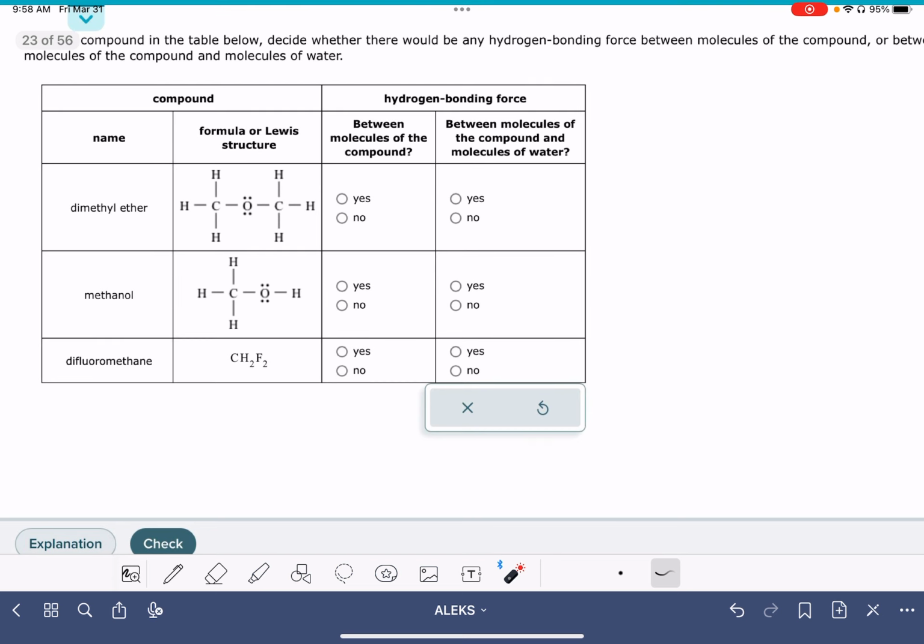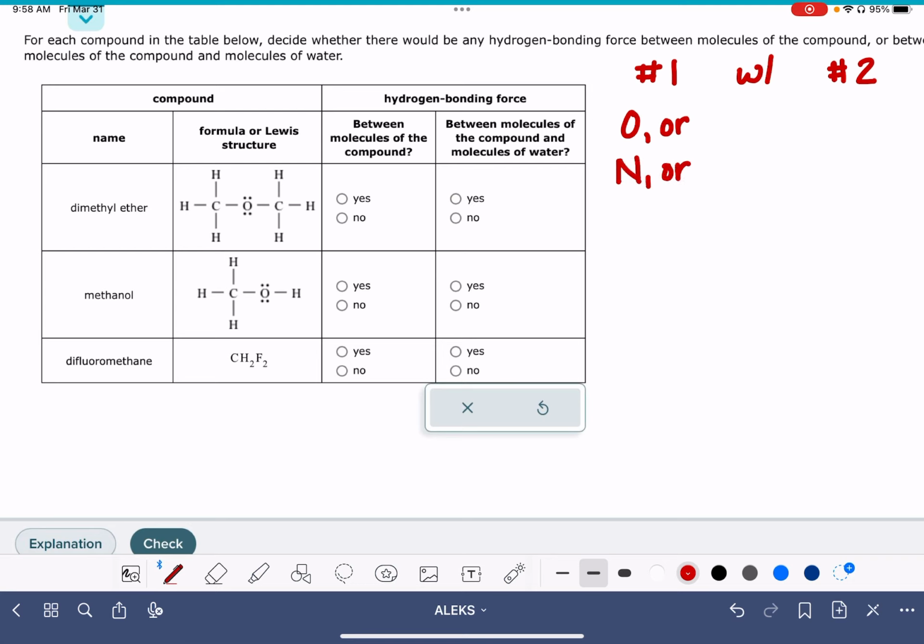Now, before we start working on these, let's take a look at the criteria necessary for hydrogen bonding. In order to hydrogen bond, we need to have two molecules. I'm just going to call them molecule number 1 and molecule number 2. Molecule number 1 needs to have either an oxygen atom, a nitrogen atom, or a fluorine atom. Molecule number 2 needs to have a hydrogen bonded to an oxygen, or a hydrogen bonded to a nitrogen, or a hydrogen bonded to a fluorine.